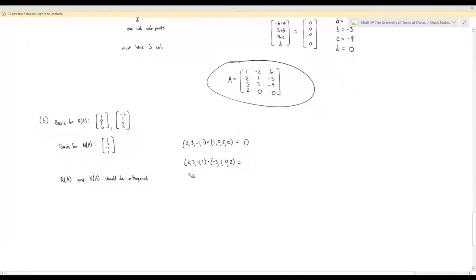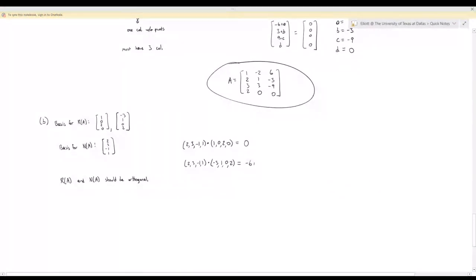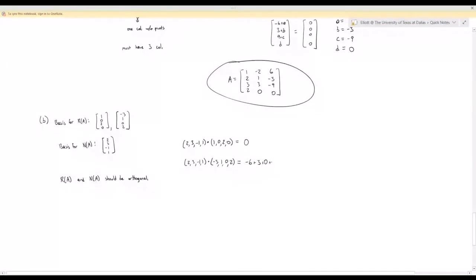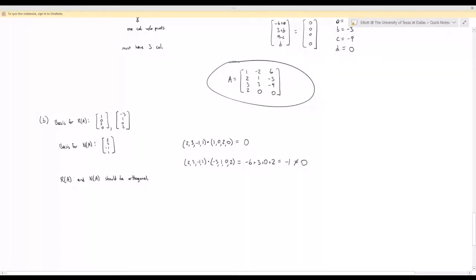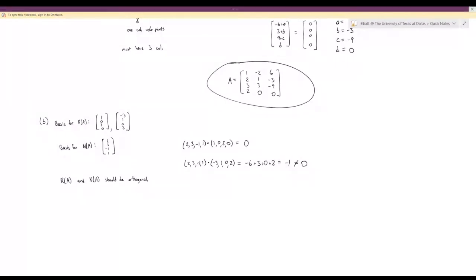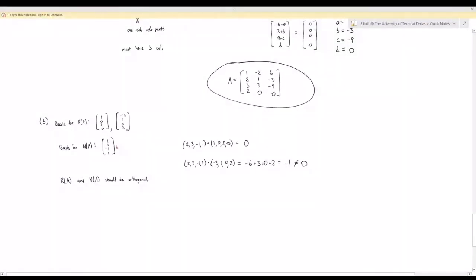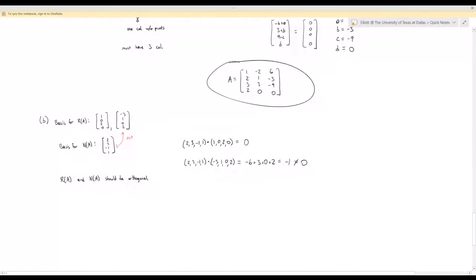And in this case, when we do the dot product, it's negative 6 plus 3 plus 0 plus 2. So that's going to be -1, which is not equal to 0. So that means that these two vectors are not orthogonal to each other, since their dot product is not 0. And that proves that such a matrix A cannot exist.